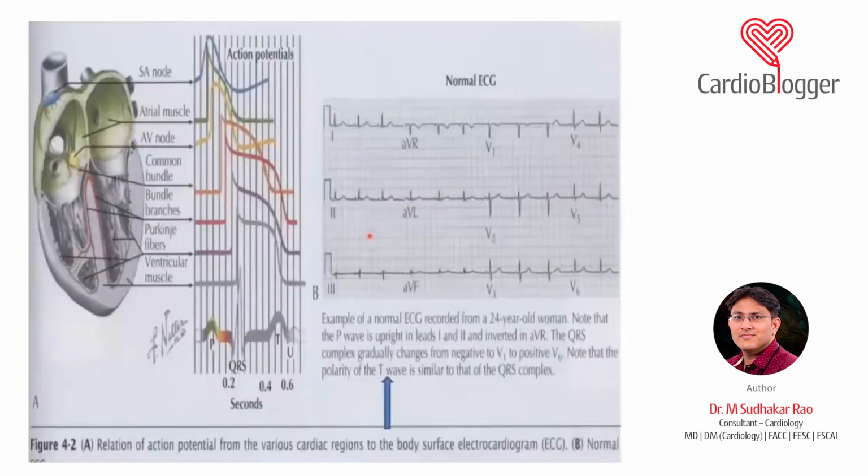Now this diagram depicts the same. This is the SA nodal cell, and these are the atrial muscle. Then we have the AV nodal cell, which mimics the SA nodal cell, and all the others have almost a similar shape of cardiac action potential like the ventricular myocyte.